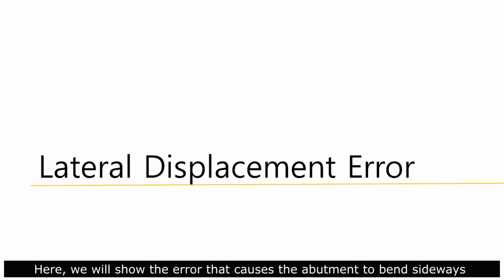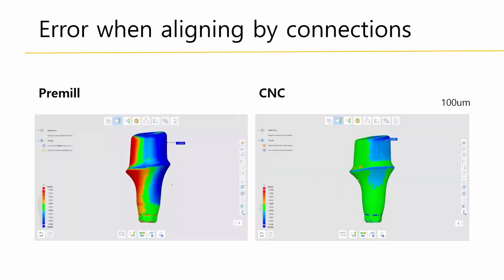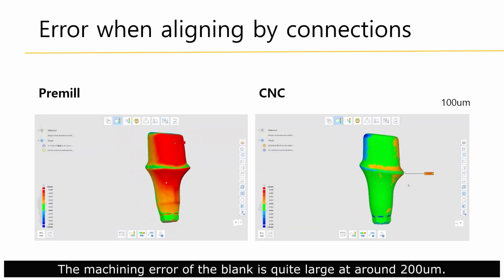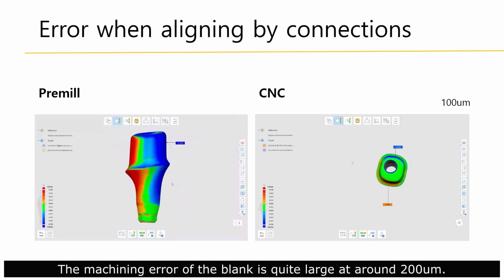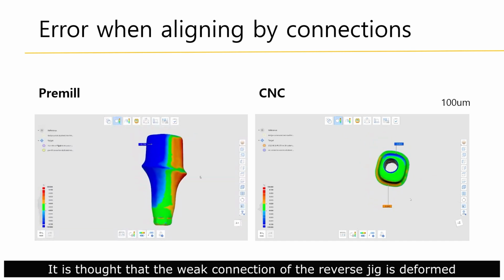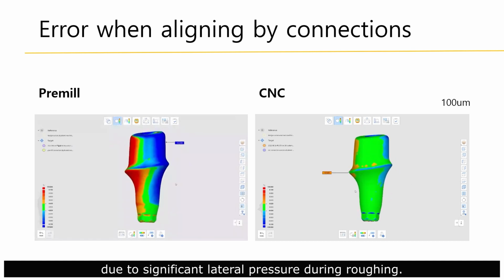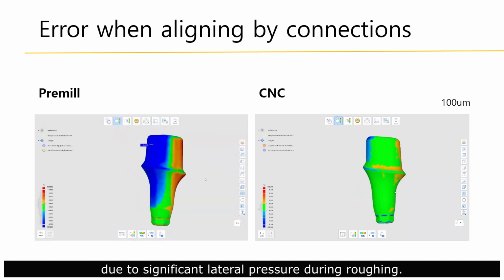Here we will show the error that causes the abutment to bend sideways relative to the connection during machining. The machining error of the blank is quite large at around 200 micrometer. It is thought that the weak connection of the reverse jig is deformed due to significant lateral pressure during roughing.